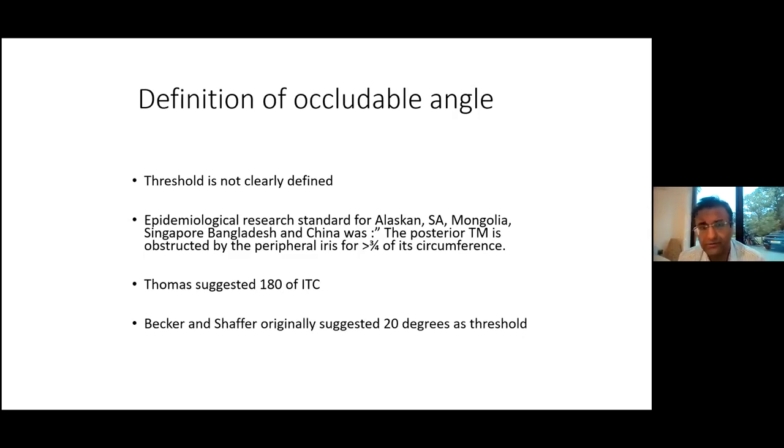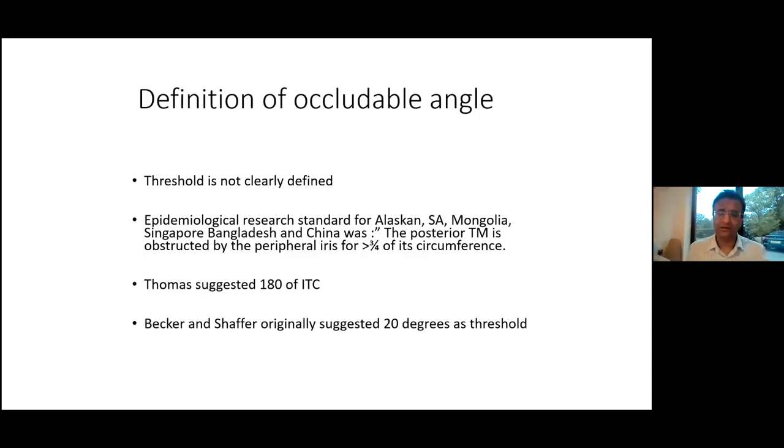Now, the question arises: why is there such a discrepancy and why is there no clearly defined threshold? The World Glaucoma Association went through all those evidences and presented their systematic review, and they said that 2 quadrants or 180 degrees of ITC may be defined as occludable angle.